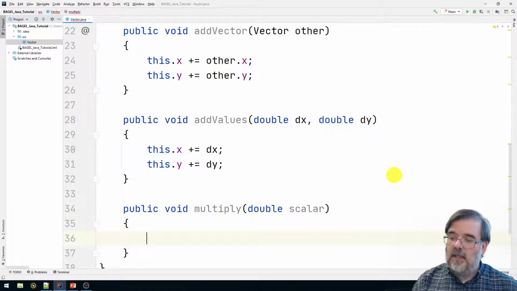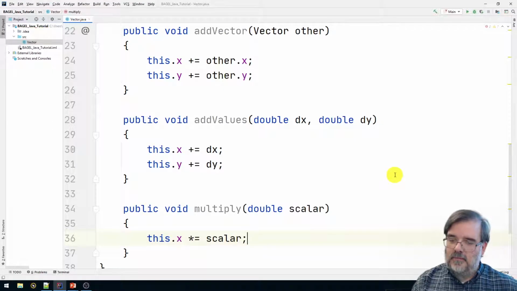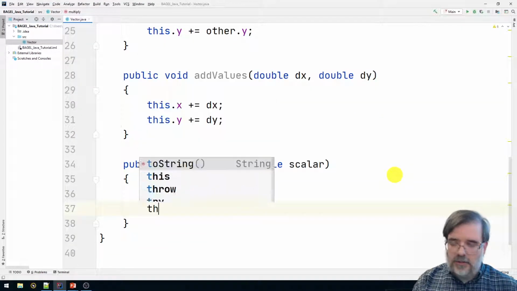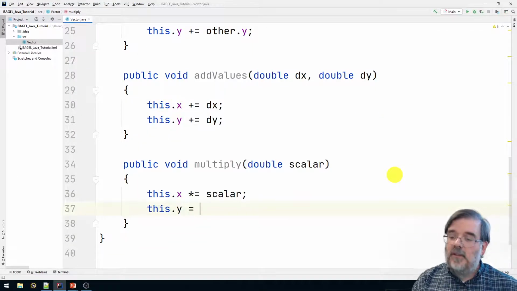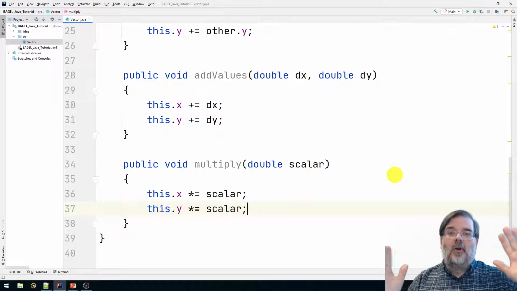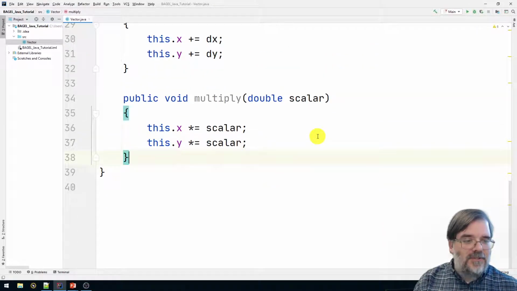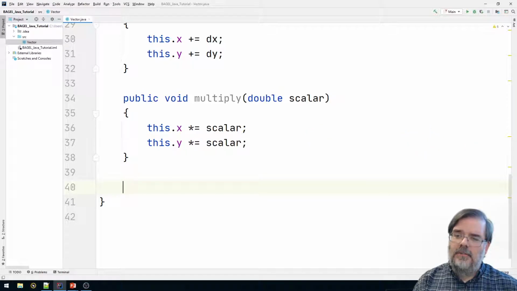All right. And this will be this dot x times equals the scalar. It's interesting they call it scalar multiplication. Right? The idea is you're multiplying both numbers by this constant. The effect is to scale the vector. Either you're stretching it out or you're shrinking it down. Those are both called scaling operations. All right, there's our multiply function.